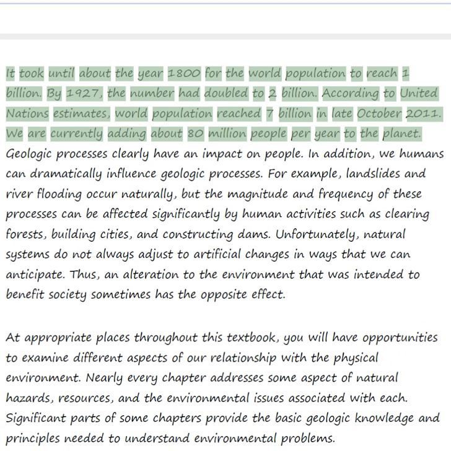Did you know? It took until about the year 1800 for the world population to reach 1 billion. By 1927, the number had doubled to 2 billion. According to United Nations estimates, world population reached 7 billion in late October 2011. We are currently adding about 80 million people per year to the planet.